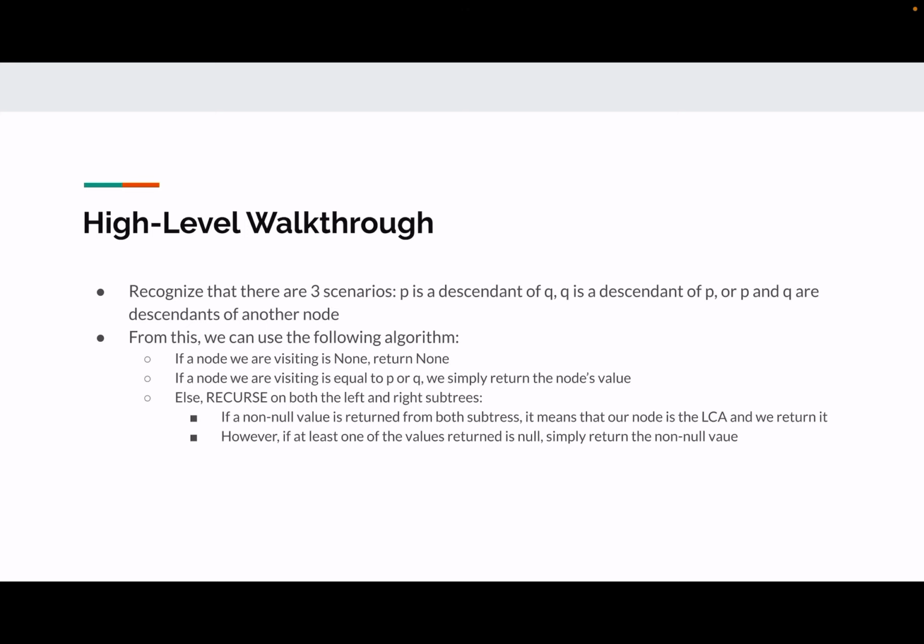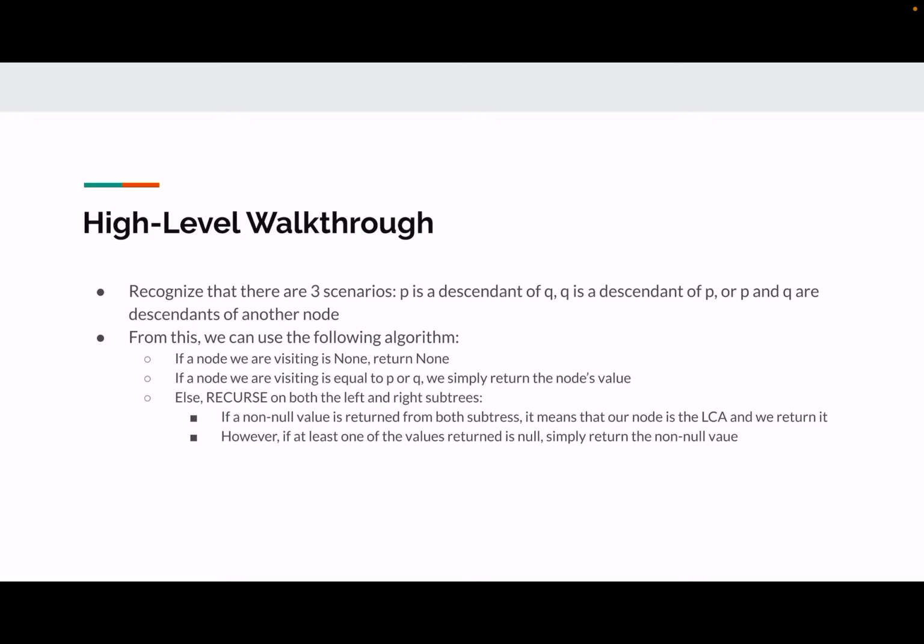First we have to recognize that there are three scenarios. Either P is a descendant of Q, Q is a descendant of P, or both P and Q are descendants of another node. From this, we can use the following algorithm. If a node we're visiting is none, we simply return none. However, if a node we're visiting is either equal to P or Q, we simply return the node, because by definition, the lowest common ancestor can be itself. A node can be its own common ancestor. Else, we recurse the same process on both the left and right subtrees.